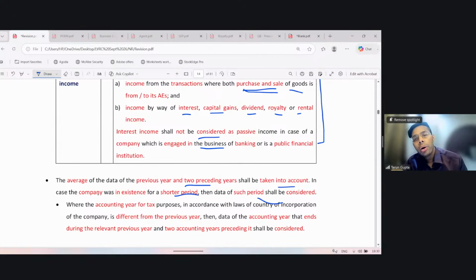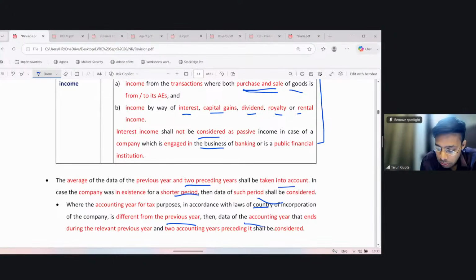Now, an issue comes if the accounting year of such foreign company does not coincide with the financial year as we follow in India. Then in such a case, what does the provision say? If the accounting year for tax purposes in accordance with the laws of the country of incorporation of the company is different from the previous year, then data for the accounting year that ends during the relevant previous year and the two accounting years preceding it shall be considered. Clear?